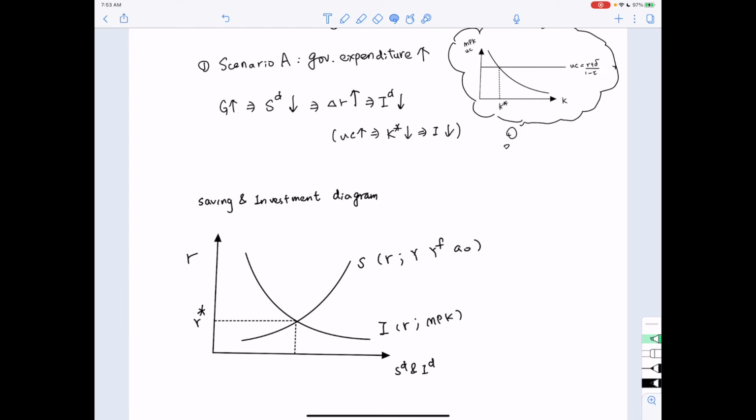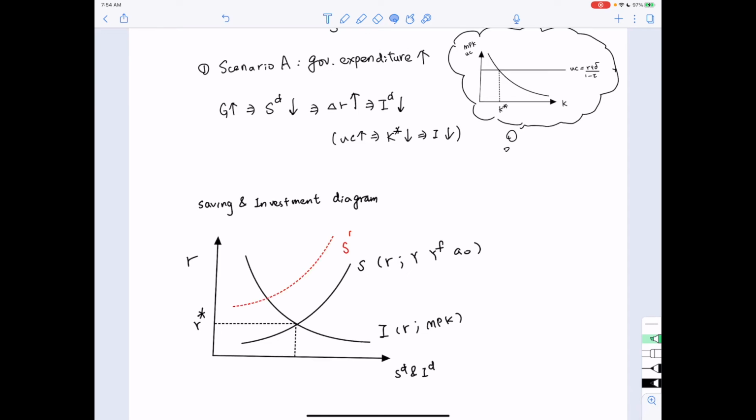It turned out that when government spending gets higher, national saving falls. At this point, when we say government expenditure increases, it means all other things are held equal. Given that the expenditure increase causes saving to fall, at every level of R the saving should be less, so it shifts the saving curve to the left.